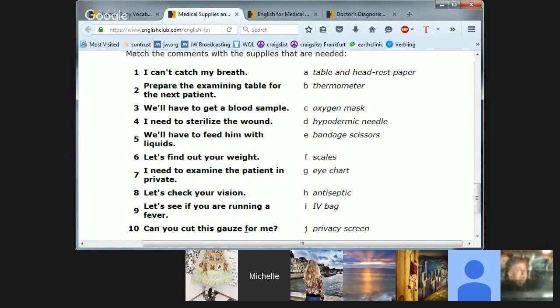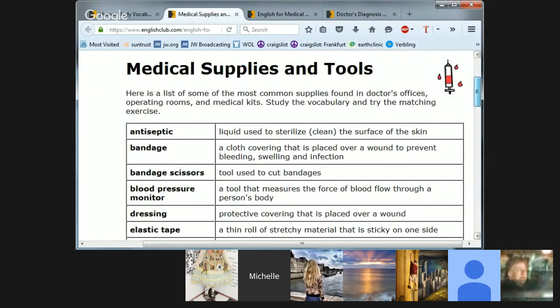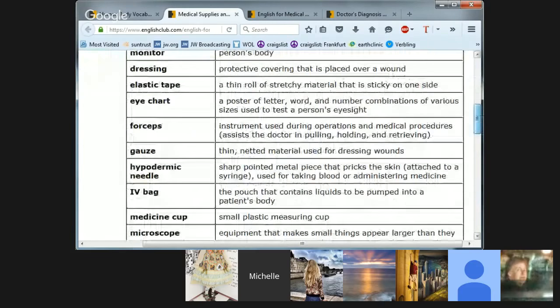And this one is pronounced like gauze. Gauze, yeah. It's the white material that's a little bit stretchy, used for bandaging a wound or dressing a wound. Excellent job, guys. I know this was a lot of advanced vocabulary, but you all did really well.